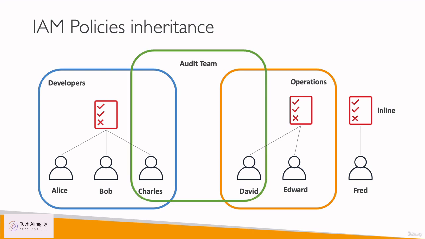And finally, if Charles and David both belong to the audit team and you attach a policy to the audit team as well, Charles and David will also inherit that policy from the audit team. So in this case, Charles has a policy from developers and a policy from the audit team, and David has a policy from the audit team and a policy from the operations team. That should make a lot of sense when we get into the hands-on.